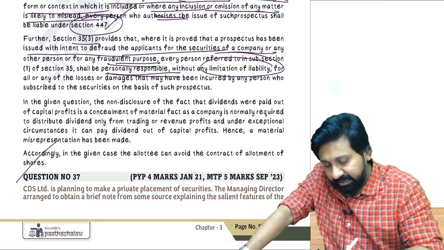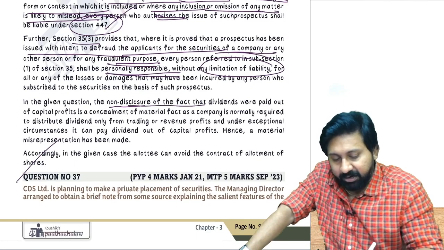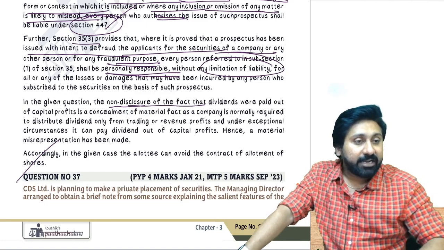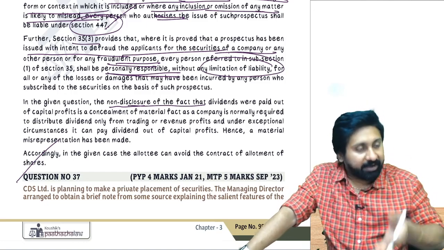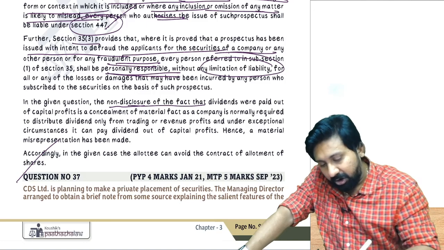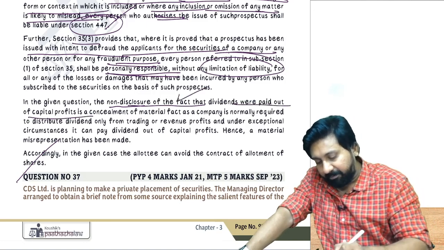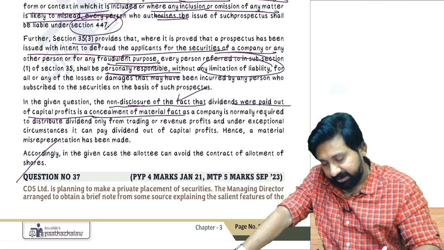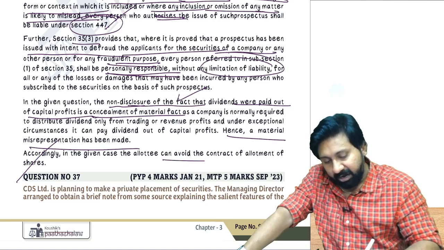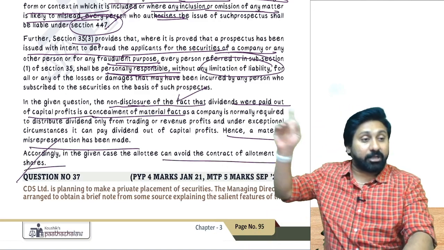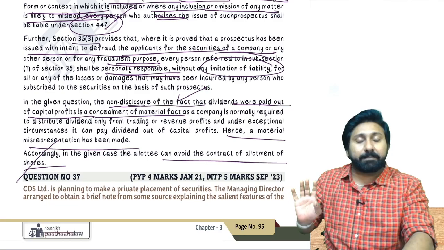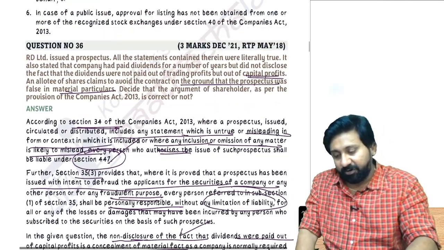In the given case, there is non-disclosure of the fact that dividends were paid out of capital profits. You said dividends are paid out of profits, but you did not tell that they were paid out of capital profits. Dividends should be paid out of the revenue profits of a company, P&L profits, not out of the sale of assets. So non-disclosure of this fact is a concealment of a material fact. Hence, material misrepresentation has been made. So the allottee can avoid the contract of allotment of shares. He can get compensation under Section 35. And the directors and any person who authorized it shall be liable under Section 447.